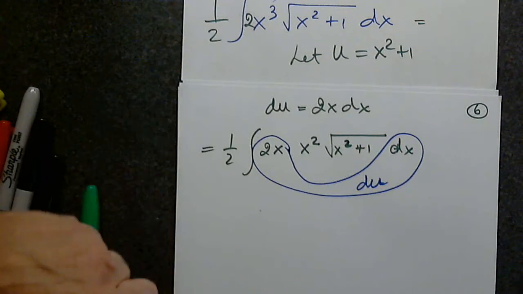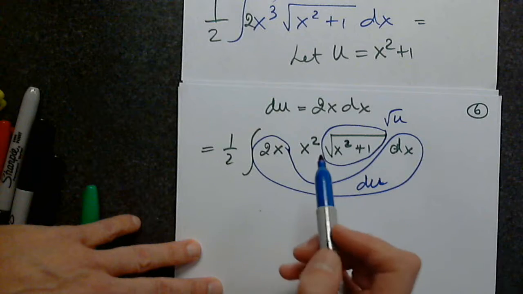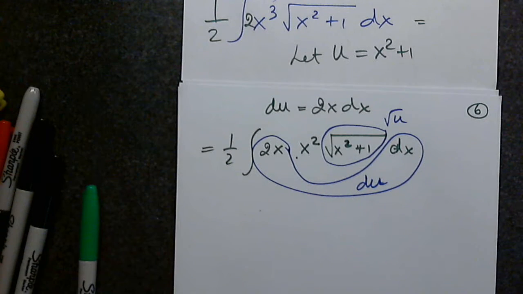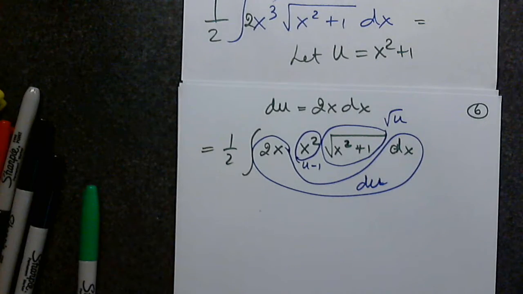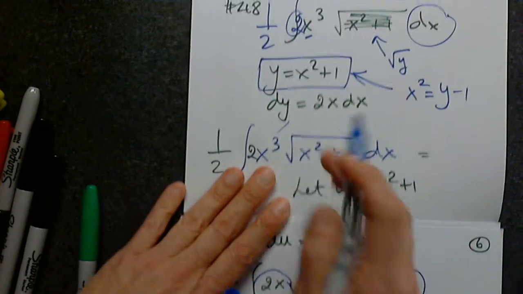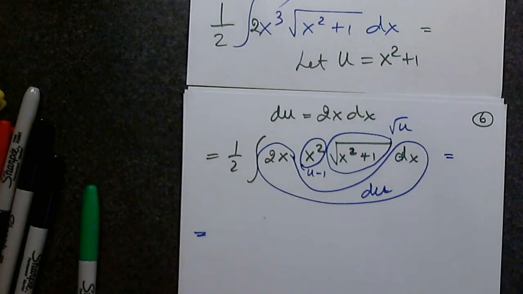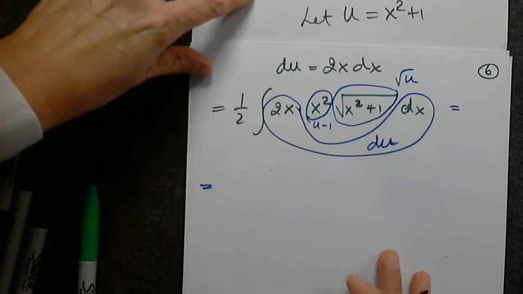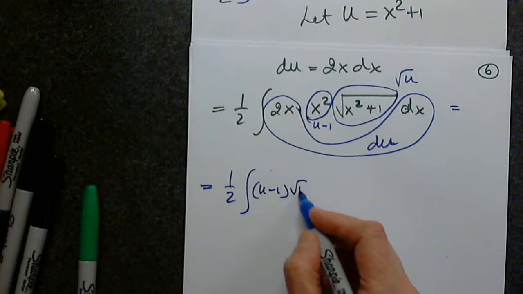Now 1/2 is outside. What is this piece? Square root of u. Very good. So now the question is, because once I move to u, I can't have x and u in the same integral. This piece becomes u minus 1. So x squared is u minus 1. And now I have all pieces accounted for. They're all changed into u. There's no more x. Is this okay? So I have 1/2 in front, and then I have the integral of u minus 1, the square root of u du.